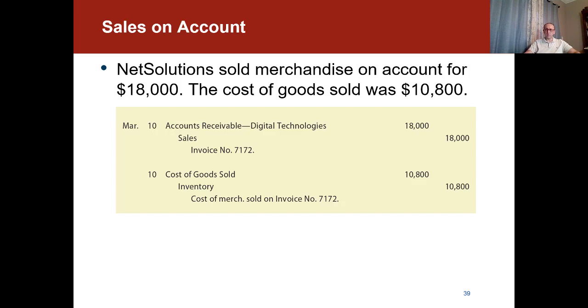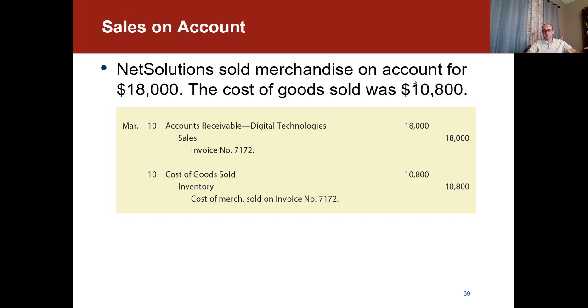So on March 10th, the date that we made the sale, we debit accounts receivable instead of cash, because here we sold merchandise on account. The key term here is on account. So we sold it on account for $18,000. So we debit accounts receivable for whichever credit customer we provided. In this case, it's a company called Digital Technologies. And we credit sales, as we've done in the cash sales, on the credit side for $18,000.